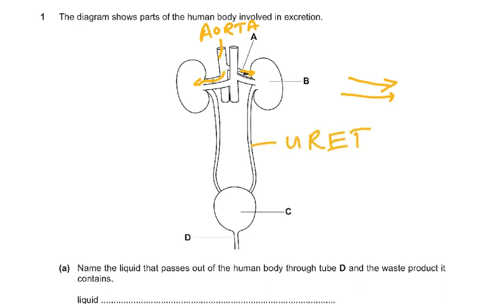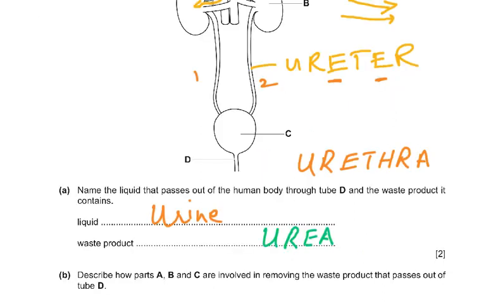And I always tell you to remember it in this manner: there are two E's in ureters, so these are the two ureters. And this is urethra. There's only one E in it and there's one urethra, which carries the urine out of the body. So the liquid that passes out of the human body through tube D, and the waste product it contains: the liquid is called urine, and the waste product is urea.